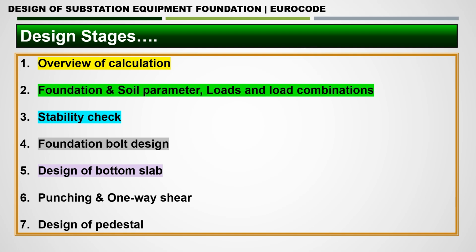Followed by this there will be another 2, punching and 1 way shear for the bottom slab, and 7th is the design of pedestal. So after completing this single isolated foundations, we are going to do the difference between the combined 2 pole and 3 pole foundation along with the isolated foundations. So let me look into that Excel calculation.